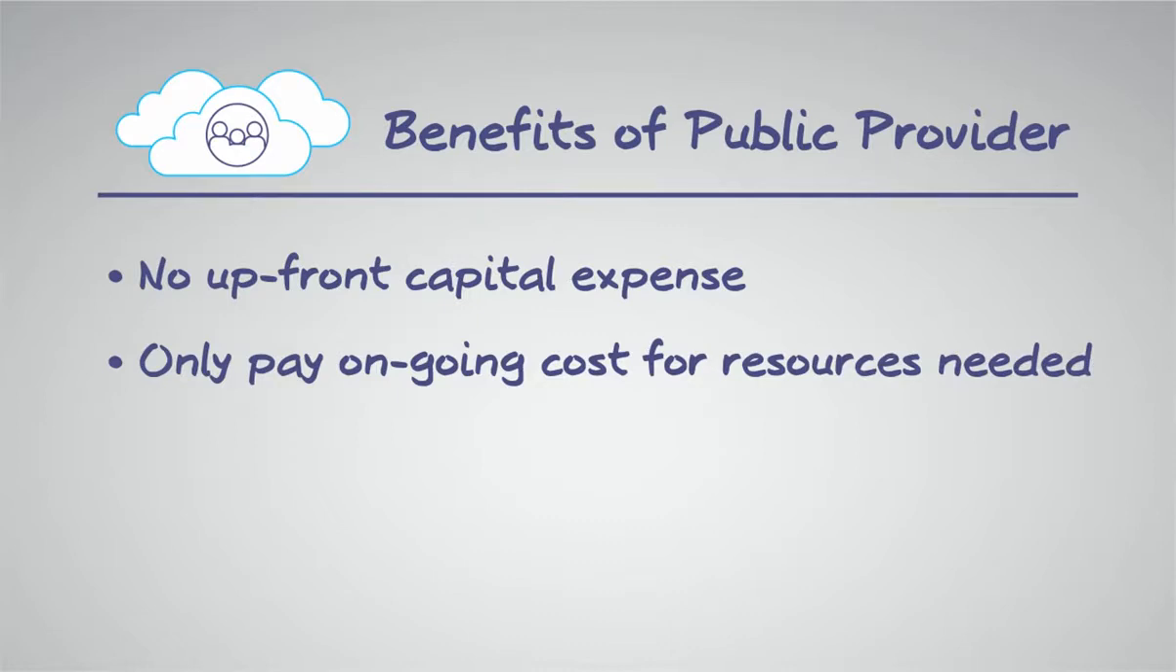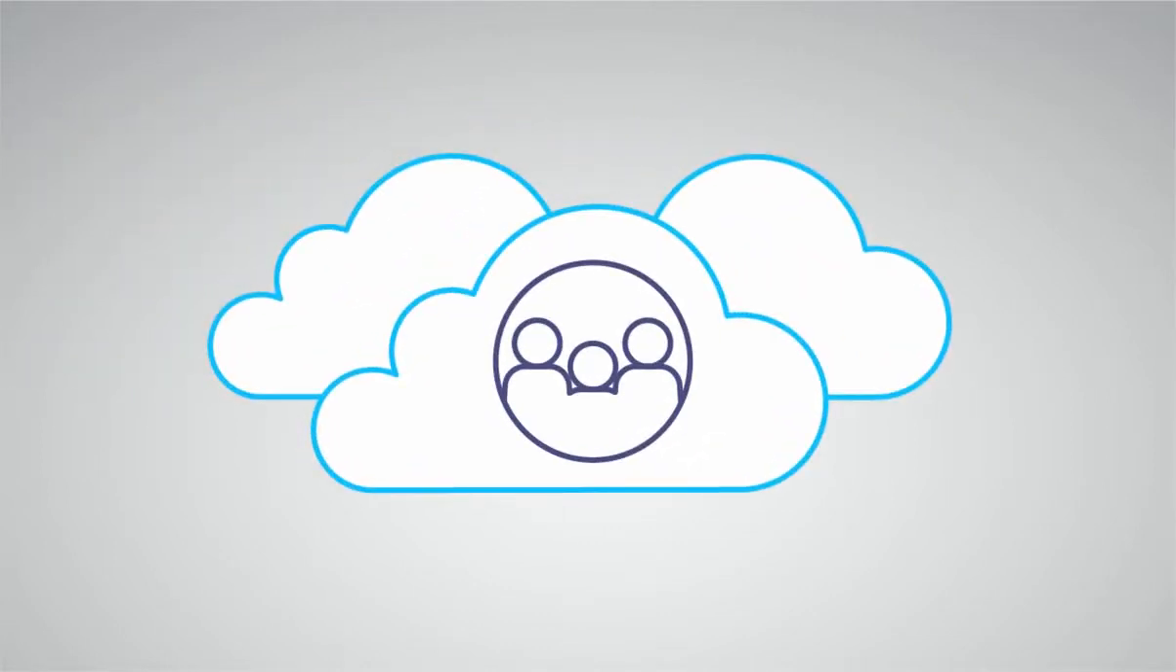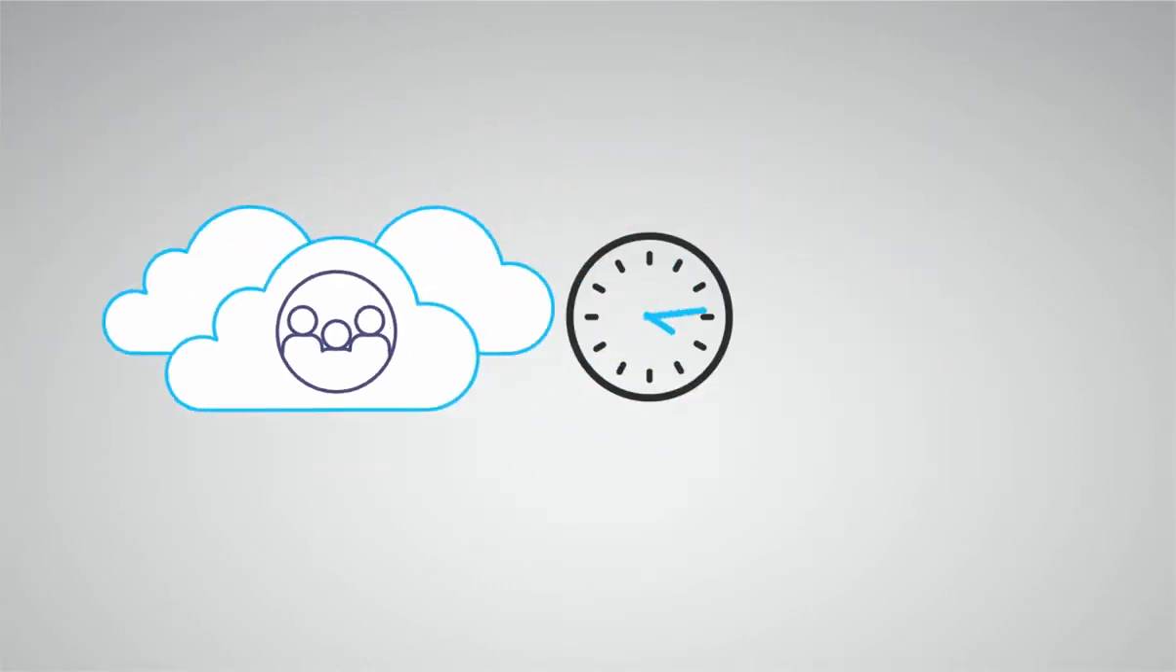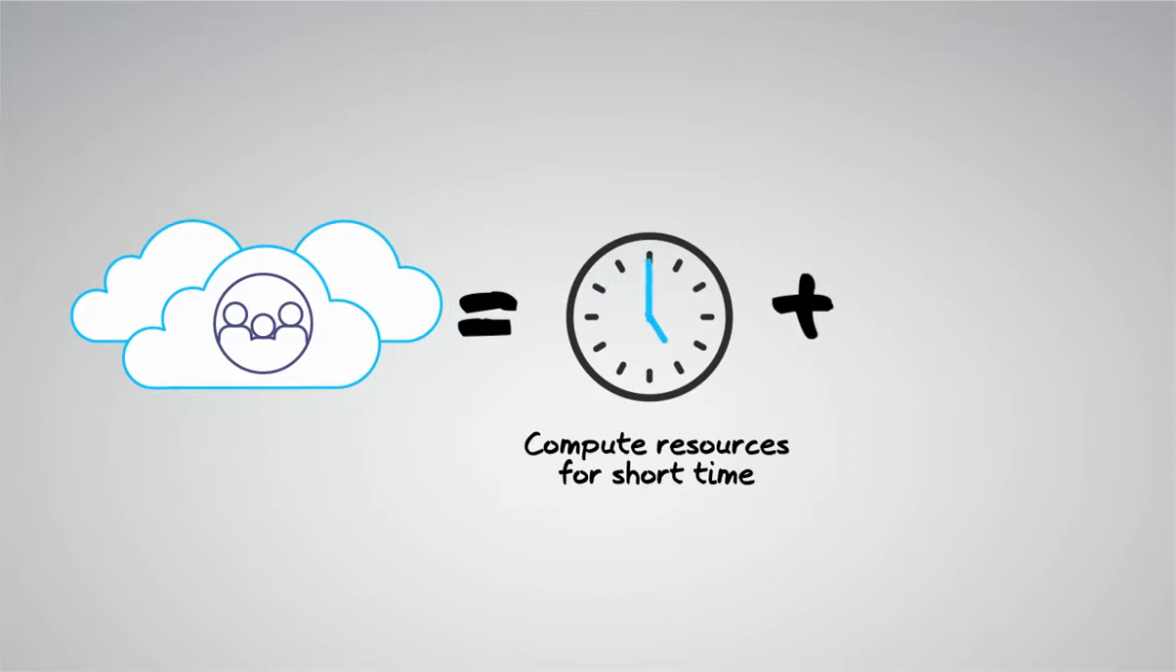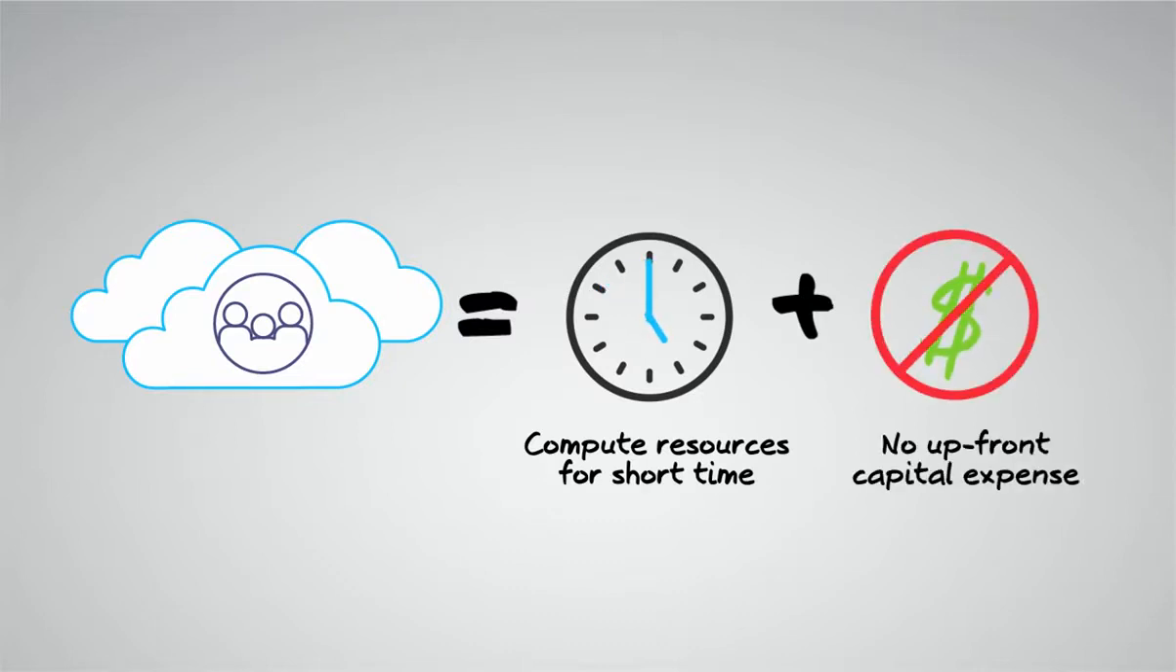Because these public cloud providers purchase hardware and software and run the infrastructure in their data centers, companies have no upfront capital expense. They pay the cloud service provider an ongoing operational cost for only the computing resources that they need. Initially, enterprises were looking at public infrastructure as a service providers as a way to get access to compute resources for a short period of time without paying the upfront capital expense of a server.